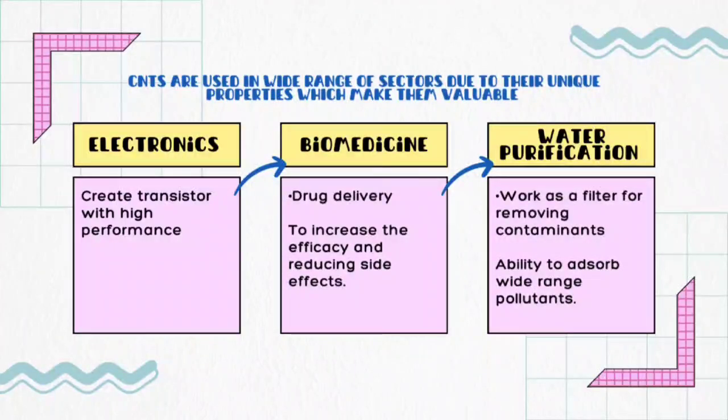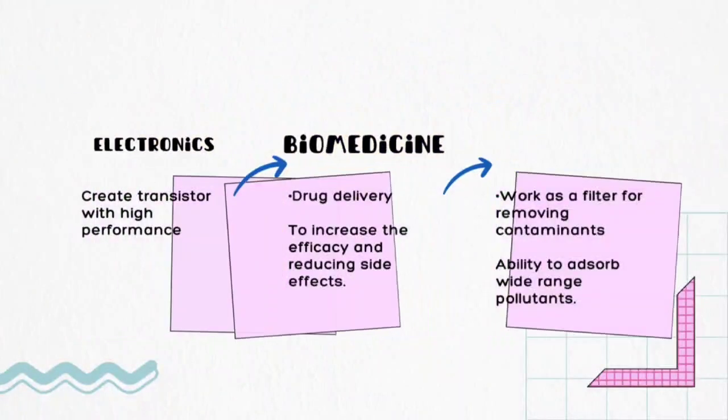In electronics, carbon nanotubes create transistors with high performance. In biomedicine, carbon nanotubes are used for drug delivery to increase the efficacy and reduce side effects. In water purification, carbon nanotubes work as a filter for removing contaminants due to their ability to adsorb a wide range of pollutants.